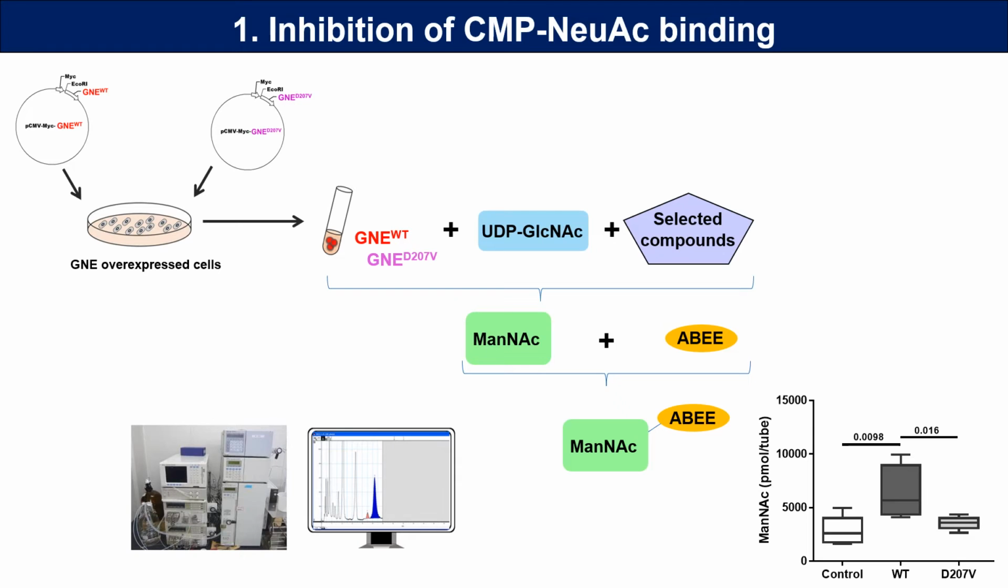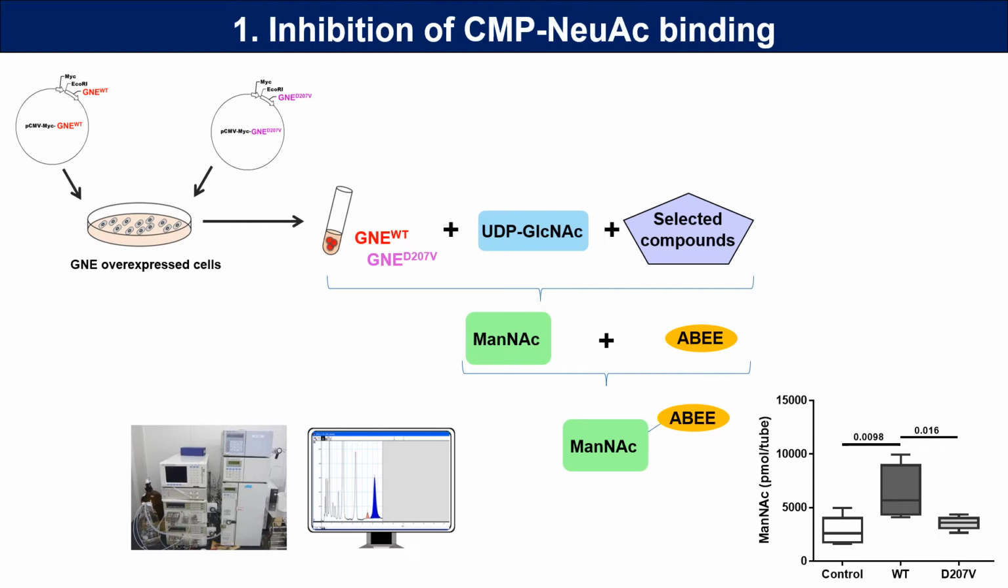And this figure shows the method I used. First, I prepared wild-type GNE, WT means wild-type, normal GNE, and also mutated GNE. And this time we used the mutation D207V. And we used the cells that would overexpress these GNE. Then we incubated cell crude with UDP-GlcNAc and selected compounds, and then measured ABEE-labeled ManNAc.